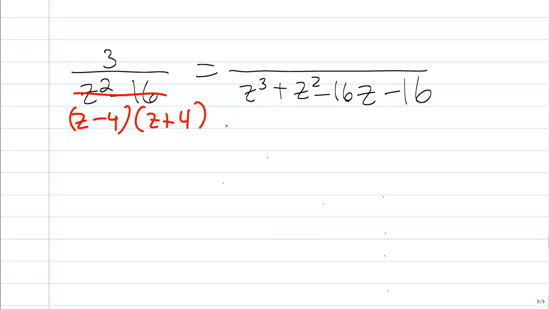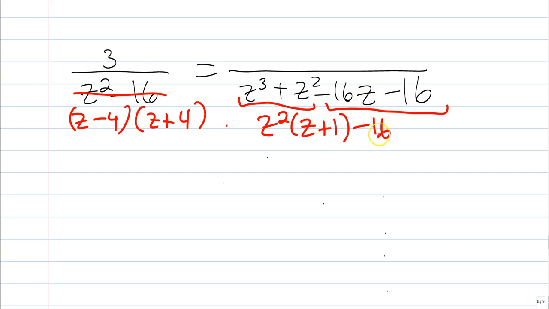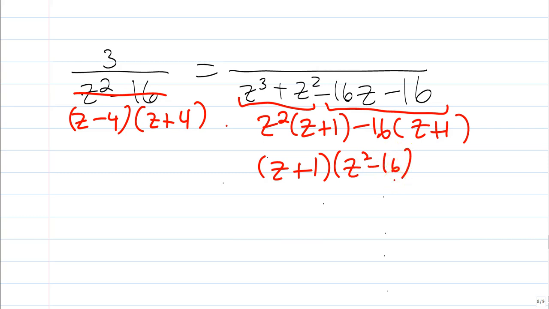I'll give you a hint. How many terms are there? 1, 2, 3, 4. Have that note card from the last test. When there's 4 terms, factor by grouping. First 2 have what in common? Leaves us with. Second ones have what in common? Leaves us with. So what do we have? Well, a z plus 1 and z squared minus 16. The z squared minus 16 factors further.